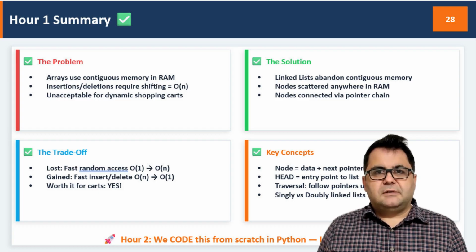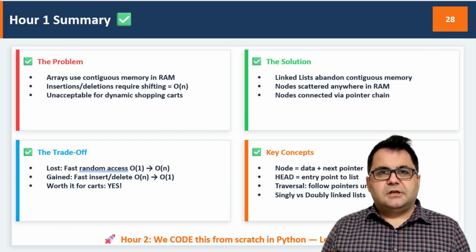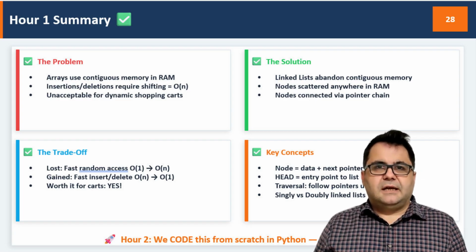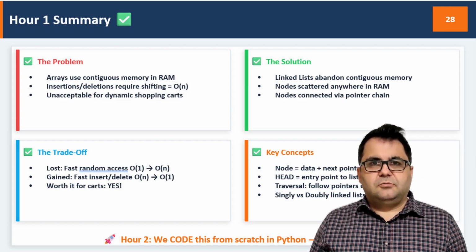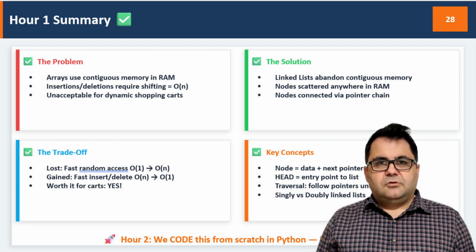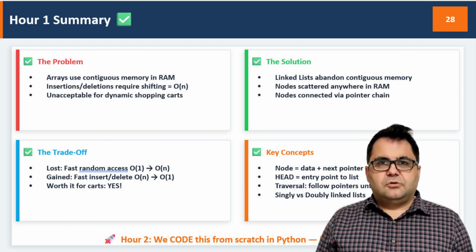Fourth, key concepts. Node is data plus next pointer. Head is entry point to the list. Without it, we can't access anything. Traversal means following pointers until you hit None. Singly linked has one direction, doubly linked has two directions.